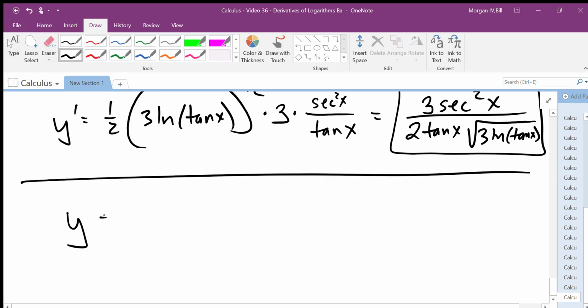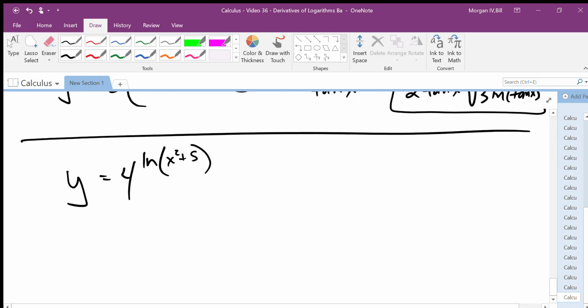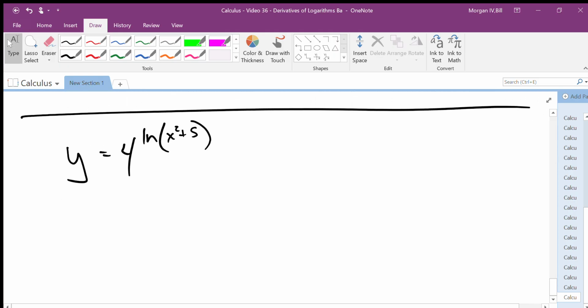How about y equals 4 to the power of natural log of x squared plus 5? All right, what is the derivative? Again, try it at home. Pause the video and then see what you get afterwards. I've got y prime is equal to the derivative of 4 to some power. It's an exponential function, therefore it's always just itself, times the derivative of the exponent. All right, so the inside part here is natural log of x squared plus 5.